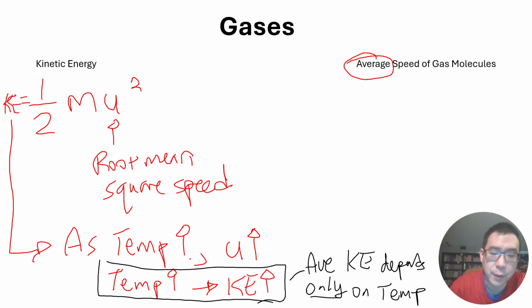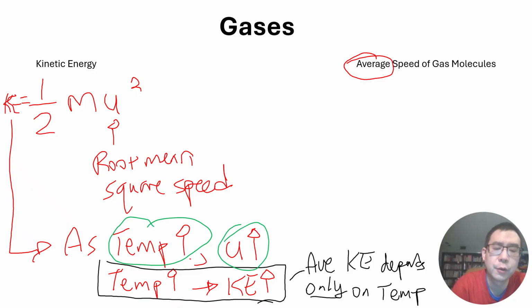Okay, but I just told you something that may make you say, huh? Because I told you as temperature goes up, u also goes up. So where does speed come into this? Well, for a sample of any particular gas at a given temperature, because average KE depends only on temperature, mass and u squared are inversely related. Big molecules, higher mass, have lower speed. So high m, low u squared; low m, high u squared.